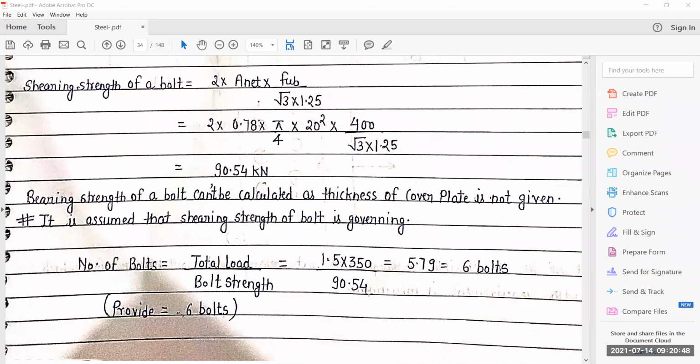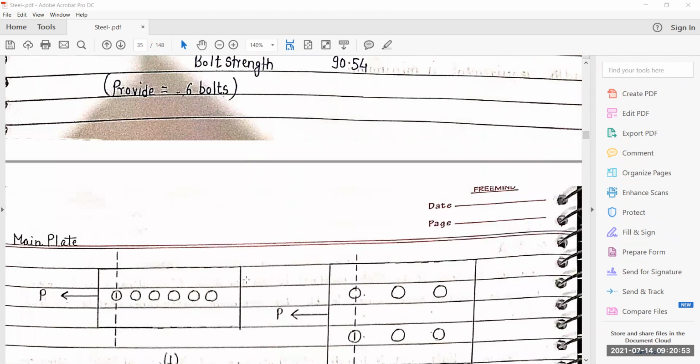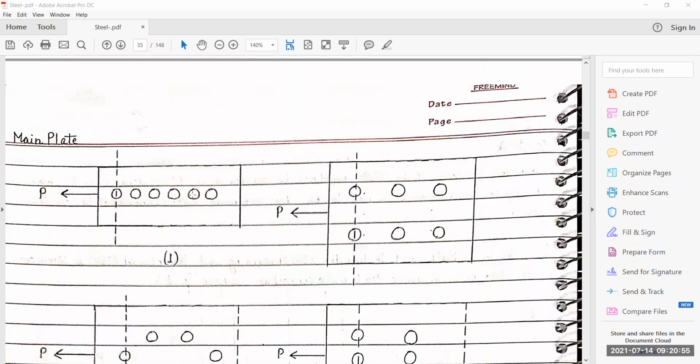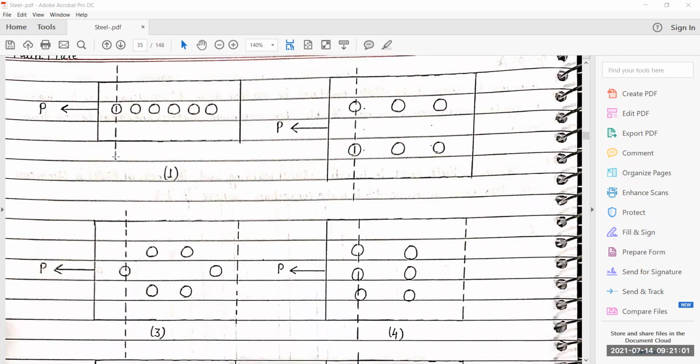Okay, equal to 6 volts. The provider was 6 volts. Okay, the silver provider is connected to the main plate, 1, 2, 3, 4, 5, 6. They are connected to each other, 1, 2, 3, 4, 5, 6. This is section 1, figure 2.